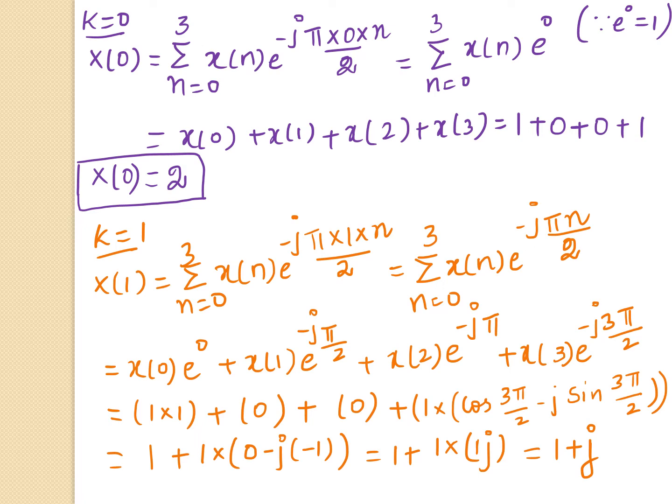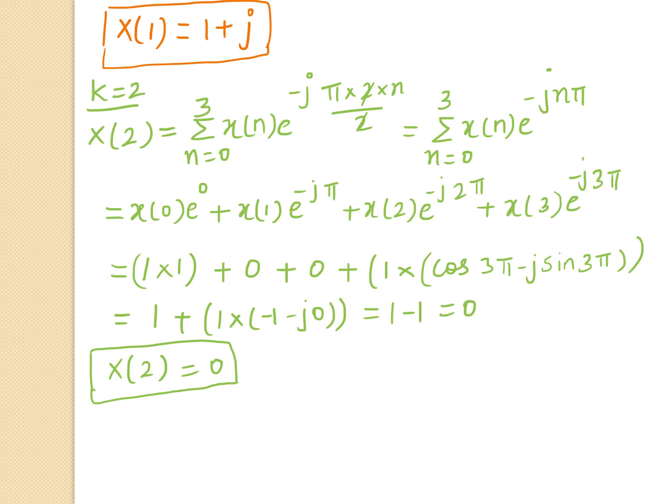So 1 into 1j. So this totally becomes j. So we can write this as 1 plus j. So my x of 1 the value is 1 plus j.